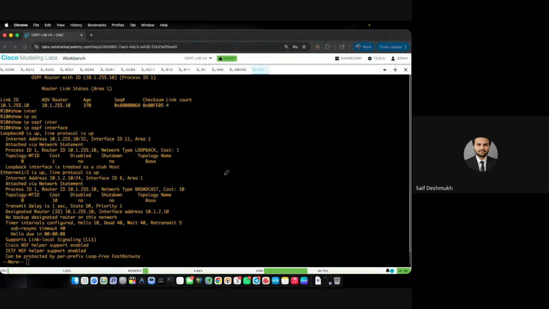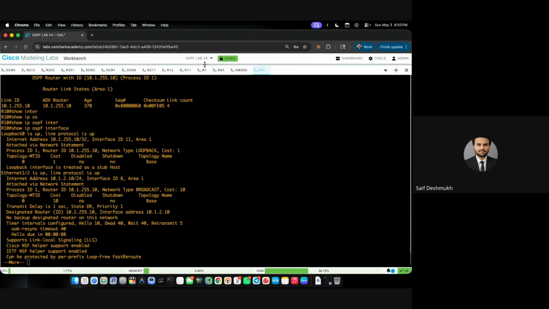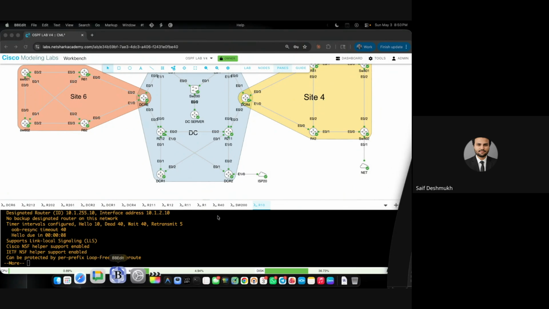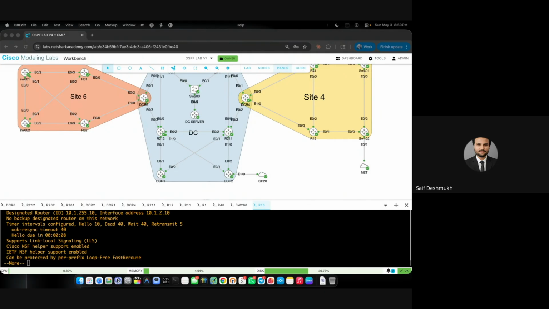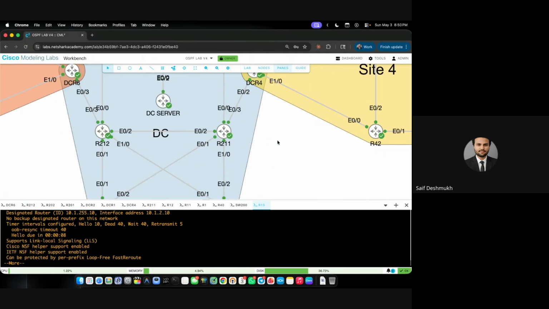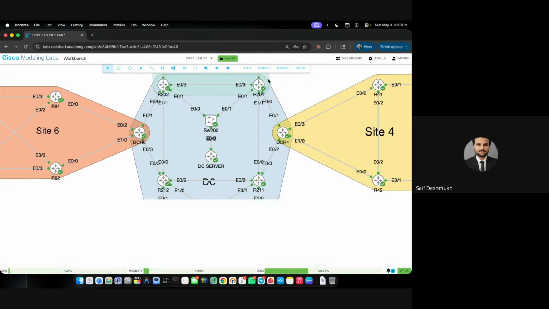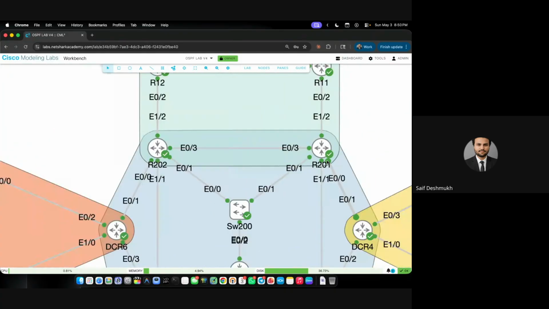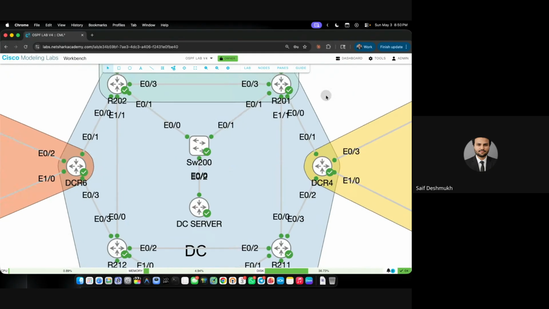Let's go ahead and try to understand the type 1 LSA. What is it exactly, and how does it actually behave? So I am going to just type it out. The topology is, we have a data center and it has 4 main routers here: router 201, 202, 211, and 212. These are internal core routers.